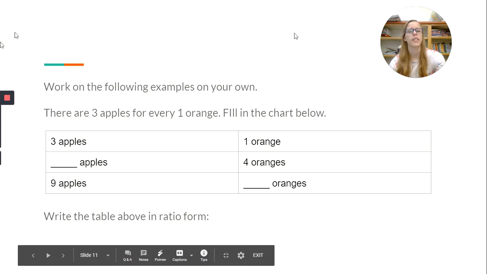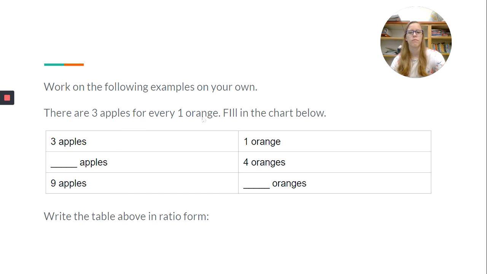I want you to work on these examples on your own. So there are 3 apples for every 1 orange. Okay, you can see that on the first line of the chart. So 3 apples to 1 orange. And then go ahead and fill in this chart below. So pause the video, you're going to work on your paper, and then when you're ready, hit play and you can look at the answers.